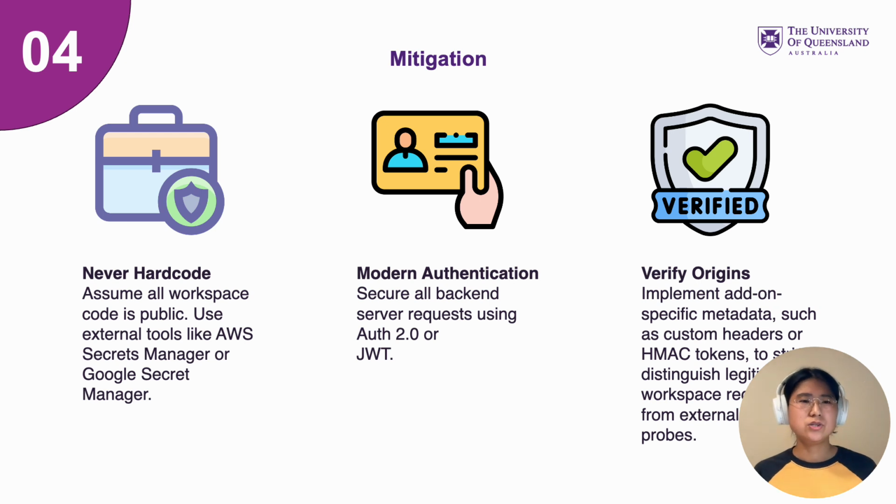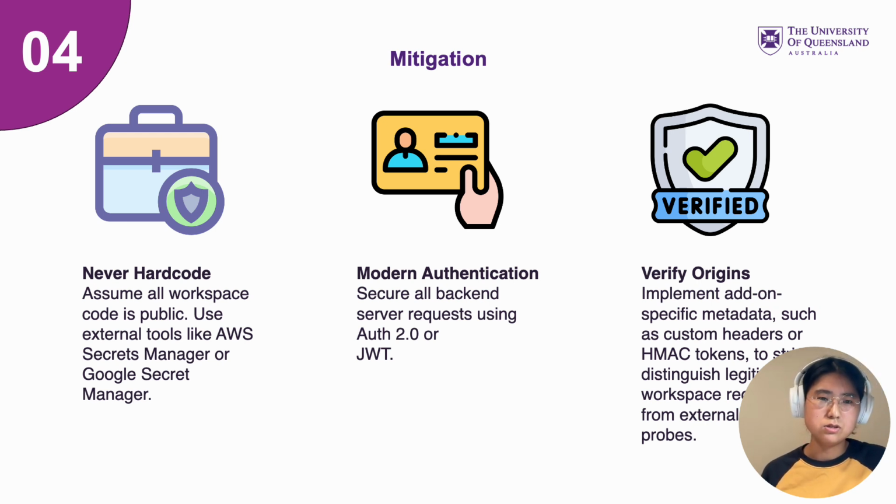And for our mitigations, actually we provided 3 types of mitigations. First, currently all developers assume that the workspace code is secure enough, but actually it can be manipulated by the attacker, and we encourage them to use external tools like the AWS Secrets Manager or Google Secret Manager rather than hard-coding their secret key.